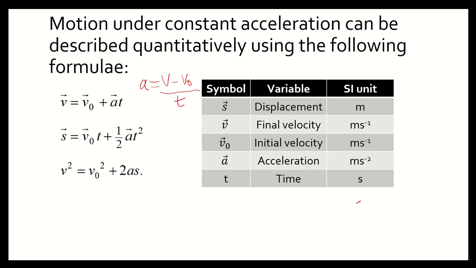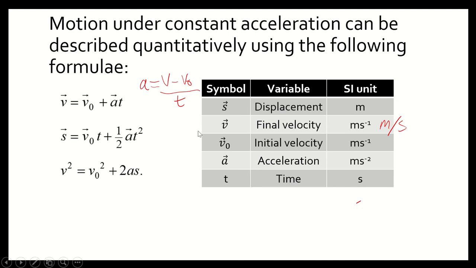So if it's given in kilometers or centimeters, for these equations to work, it needs to be in meters. Final velocity is in meters per second. Remember, we generally don't write m over s. Sometimes we do; it doesn't really matter if you write m over s. That's fine, but usually we write ms to the minus 1.